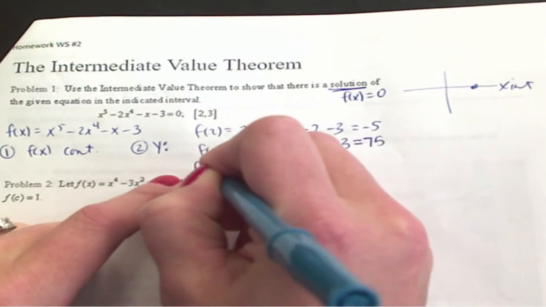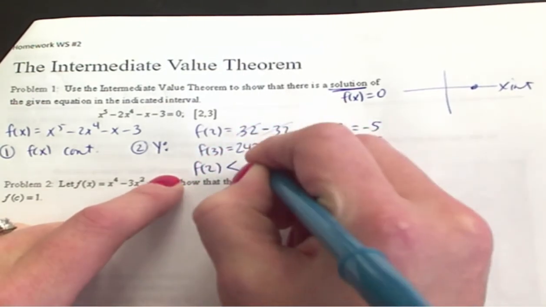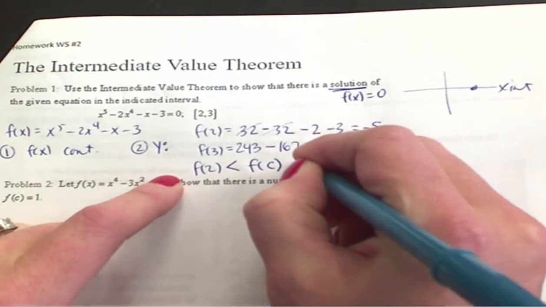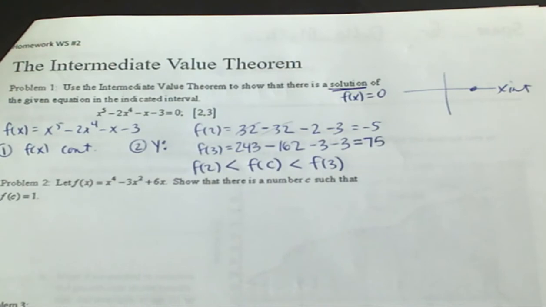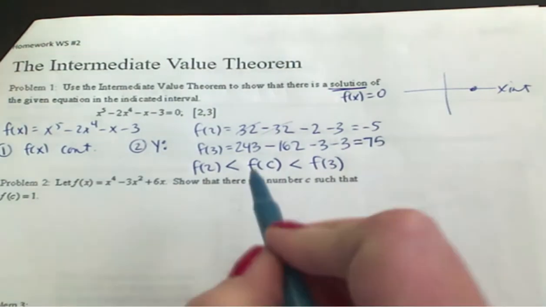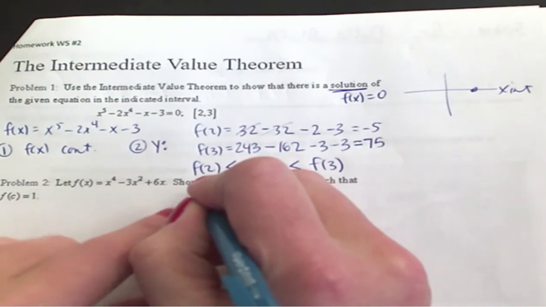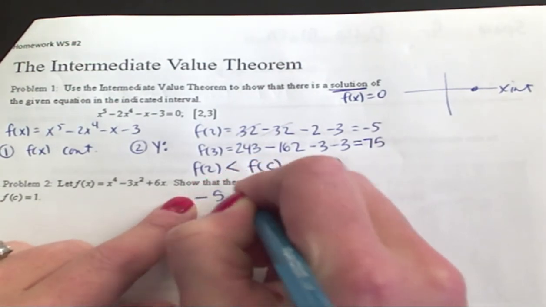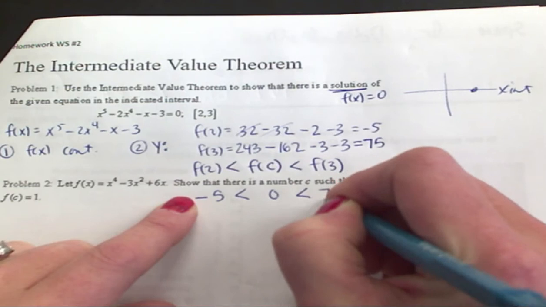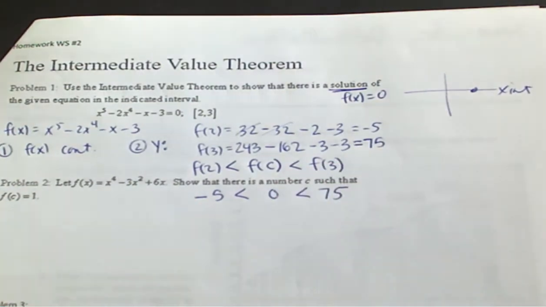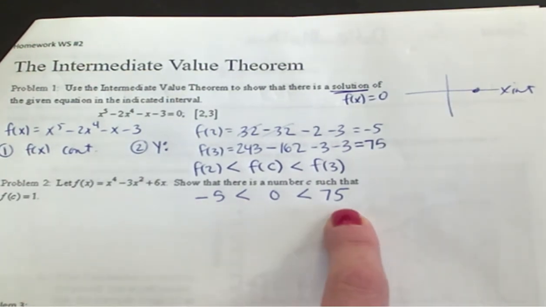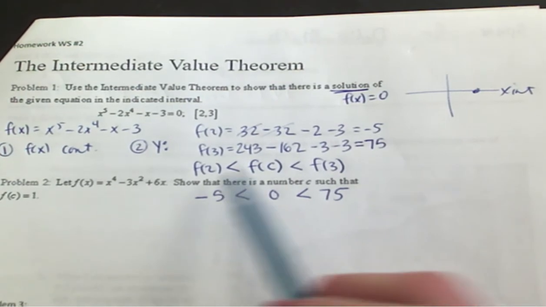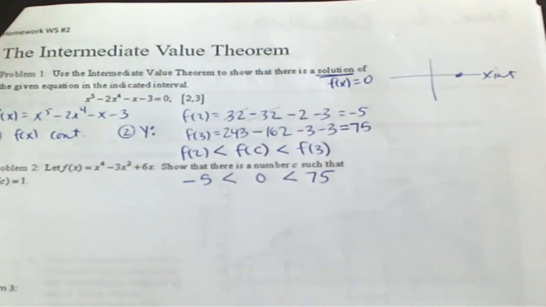So f of 2 is less than f of c is less than f of 3. Now I put f of c. C is like the point in question. This value is actually 0. So negative 5 less than 0 less than 75. Whichever order you have to write that inequality in, write it in order. The negative number is less than the positive number. It doesn't matter which x coordinate you're using, just make sure the y values are in order.